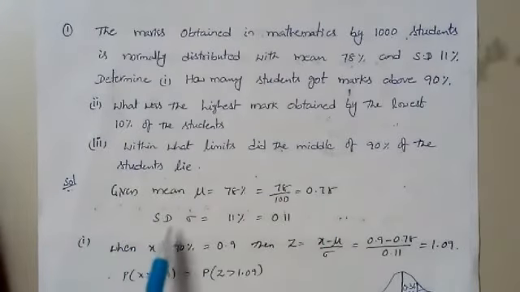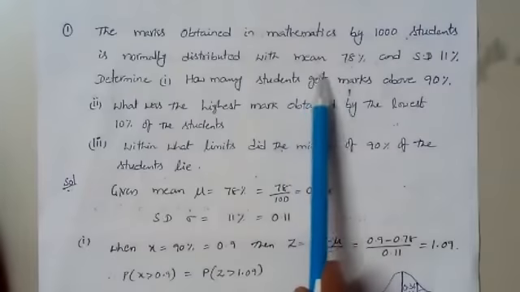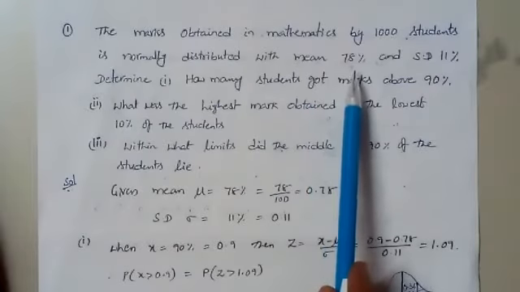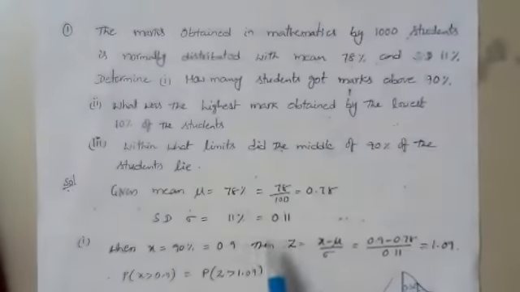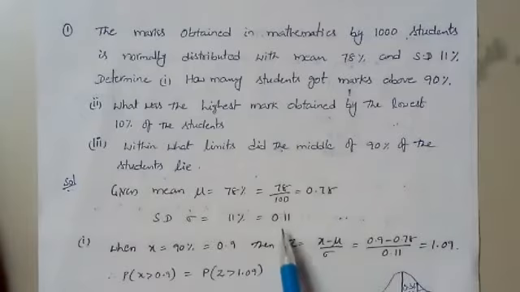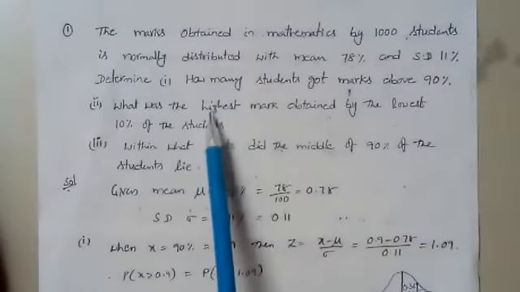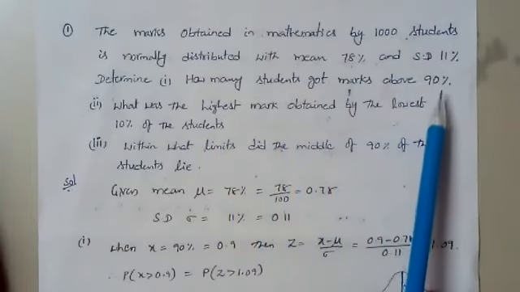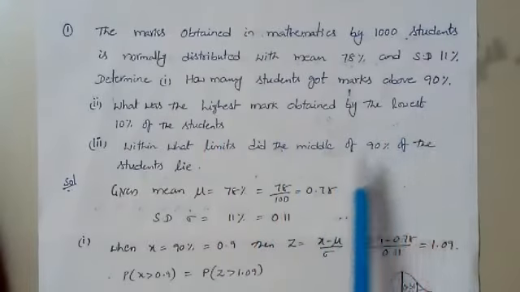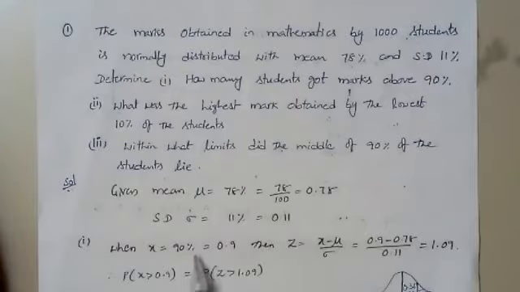Now in this question we have mean as 78%, and that is converting into decimal as 0.78. Next SD as 11%, that is sigma is 0.11. The first question, how many students got marks above 90%? So x is equal to 90%. Percentage always convert into decimal. So this 90% is 0.9.